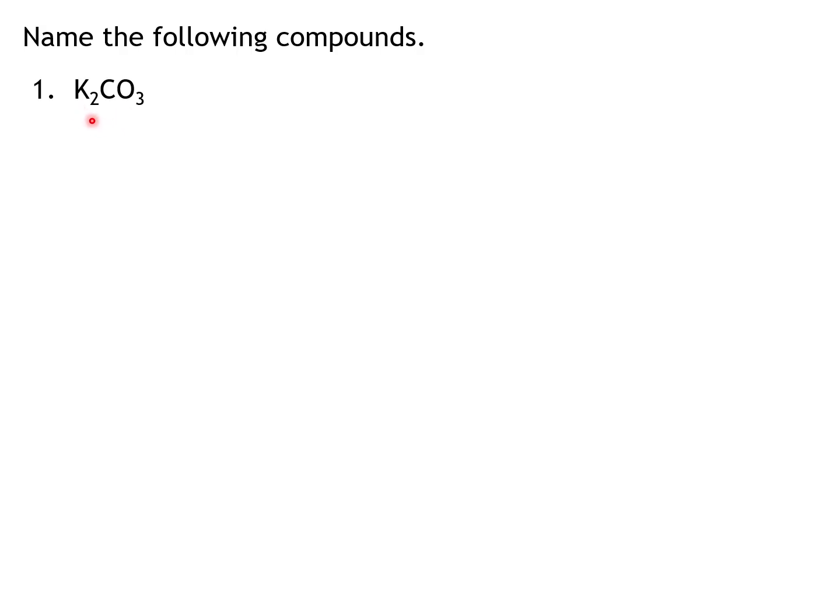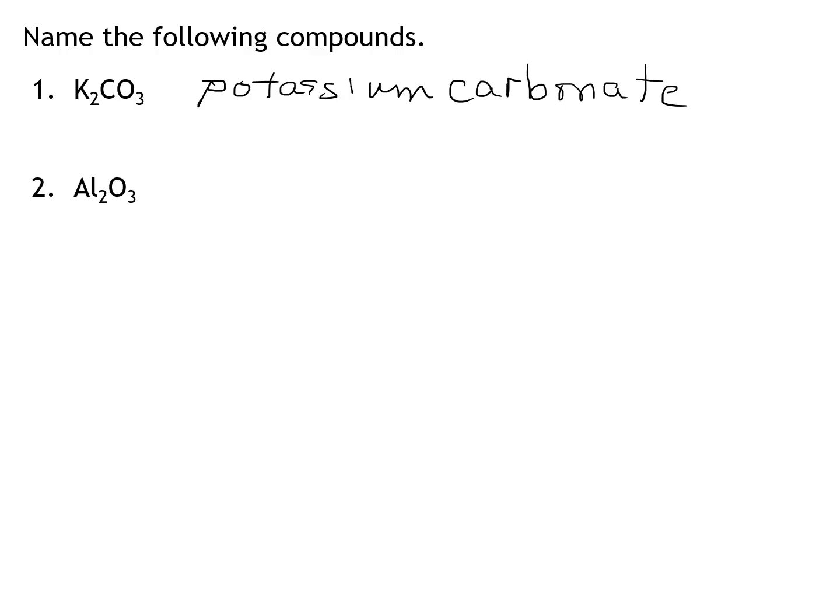So we have potassium and carbonate stuck together in a formula. Potassium is not a transition metal, so the answer would be potassium carbonate. So let me do the next one.